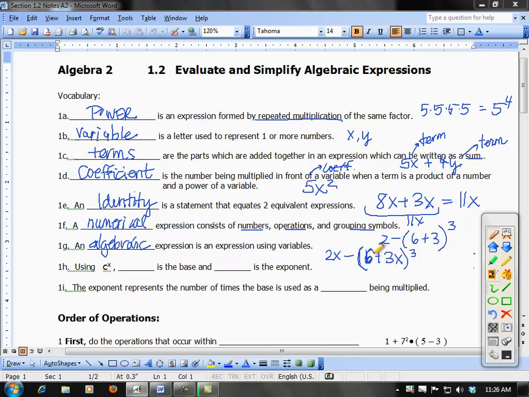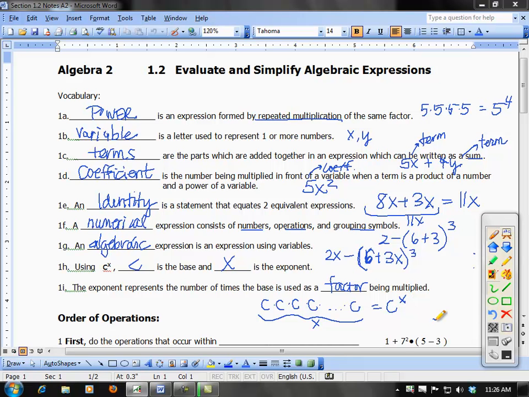Last one. If I give you a c to the x, the c is what we call a base. Okay? So it's the base of my exponent, and my exponent is the x. The exponent represents the number of times the base is used as a factor. And it relates basically back up to the first definition. What it says is I have c multiplied together, and I don't know how many times, but x number of times that it gets multiplied. So that means it's c to the x. And that's really all that they're trying to get you to see.